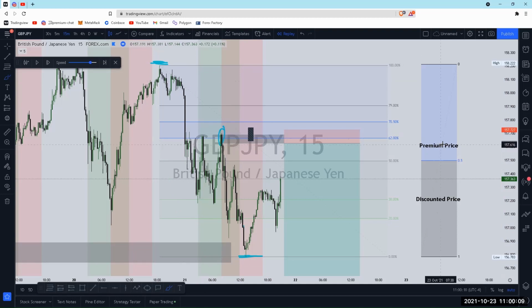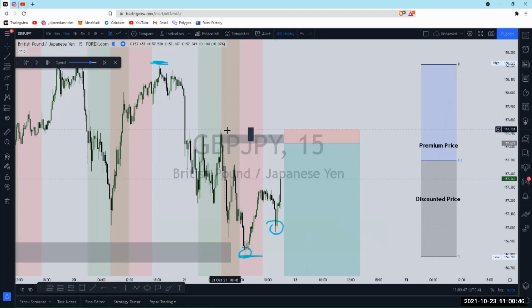This is why when price came down and crossed the threshold from premium to discount, I decided to buy down right here and right here. And once price crossed this threshold of the 50% up into the premium area, I found an order block inside the 5-minute time frame, which is right here, and put my stop loss right above this high and decided to go for it.